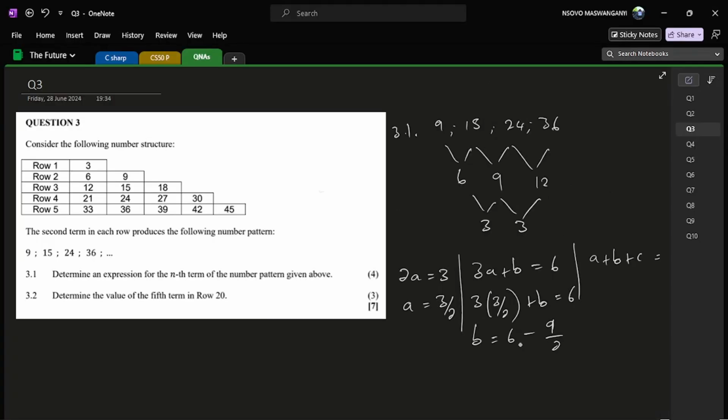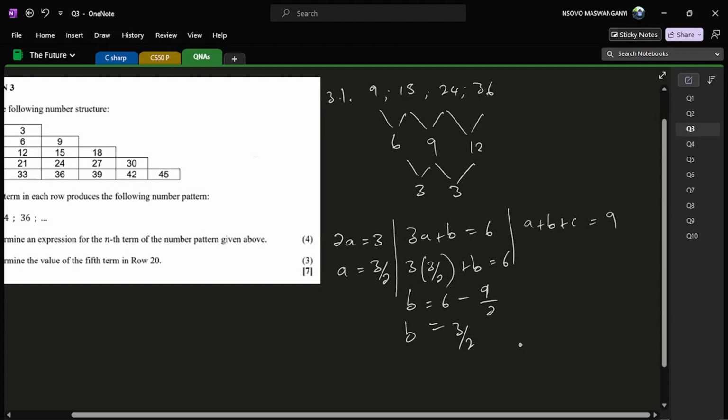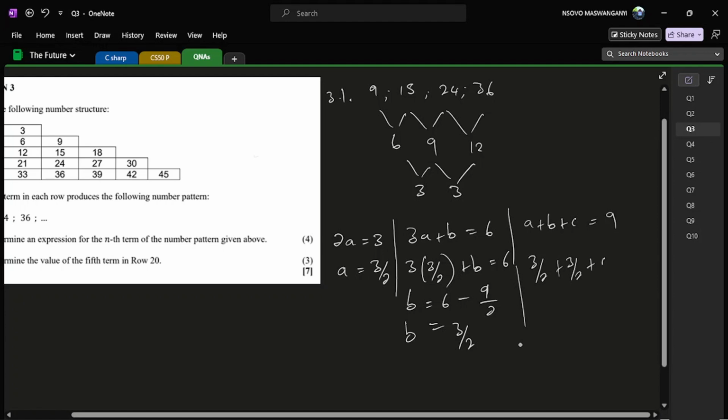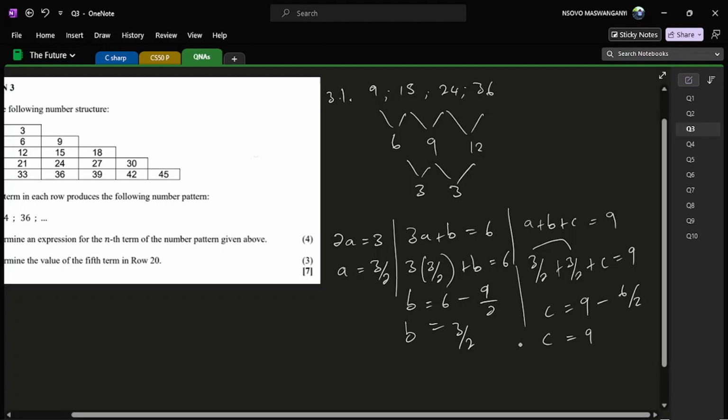So this is 2 by 6, 12. 12 minus 9, that's 3. So b is 3 over 2. Right, so we can substitute a and b this side, so we have 3 over 2 plus 3 over 2 plus c being equal to 9. c is 9 minus 6 over 2, because 3 plus 3 is 6, and it's the same denominator. So 6 divided by 2, that's 3, so that's the same as 9 minus 3, which is 6.